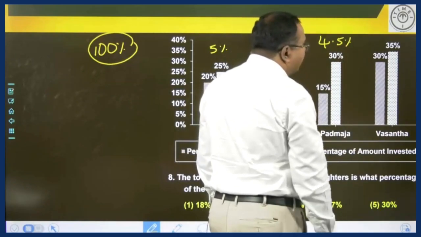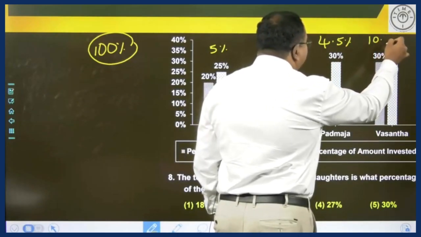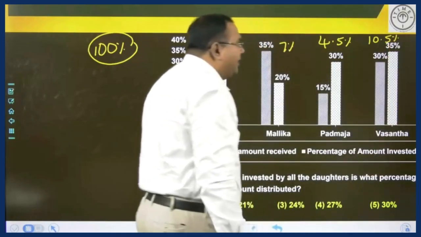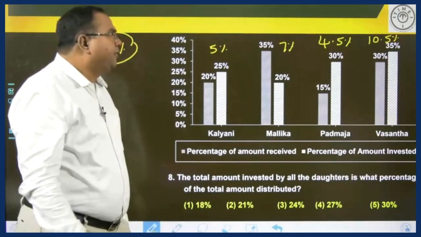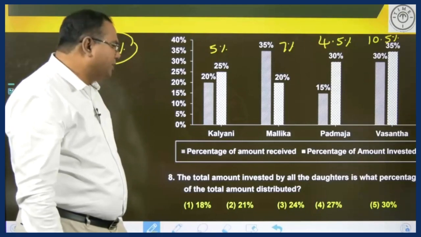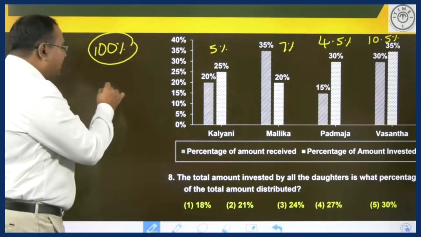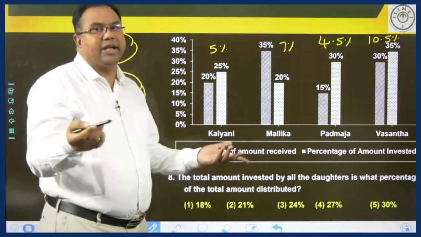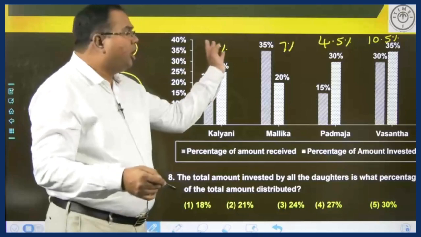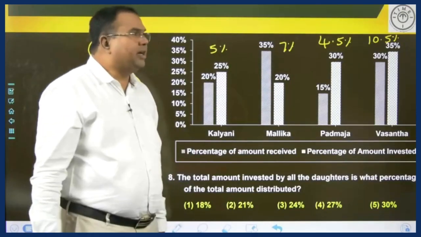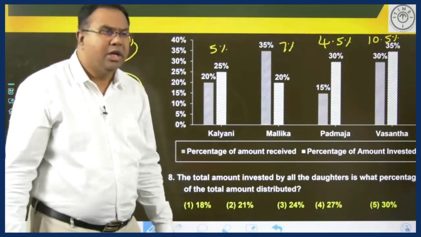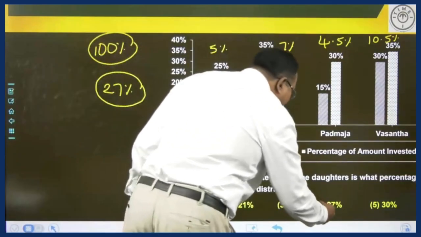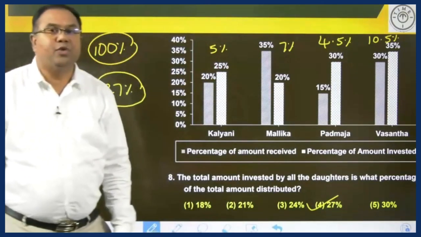Here, 35% means 10.5%. We have done this, right? 30% is 9, 5% is 1.5, so 10.5. So 15 plus 7 is 22, 22 plus 5 is 27%. So clearly, out of 100%, don't find out the value, and then finding out the percentage is utter waste. 5%, 7%, 4.5, 10.5. Add all those, your total has to be 27%. It has to be choice 4, students.